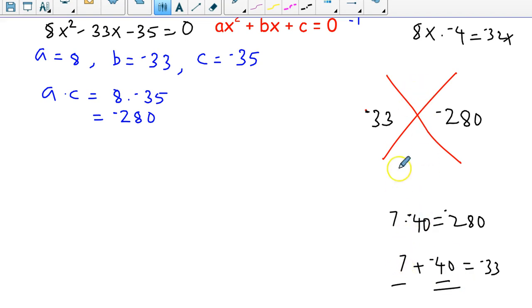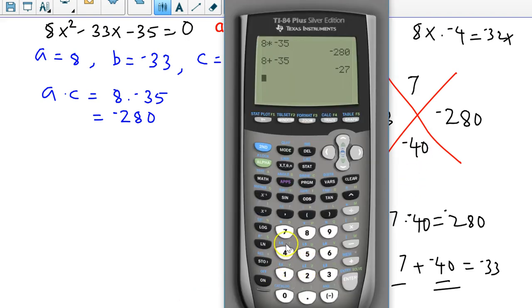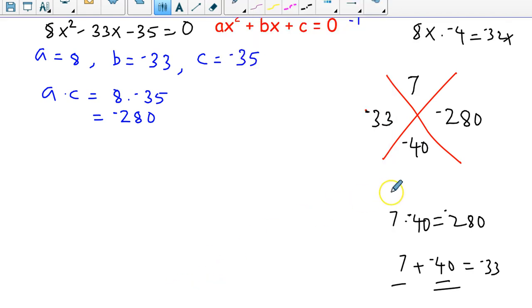One number, the bigger number is 7. I'll write first 7 and then negative 40. Check. 7 plus negative 40 gives you negative 33. And 7 times negative 40 is negative 280. So these are the two numbers. That negative 33 can be rewritten as 7 minus 40 in that expression. Okay.